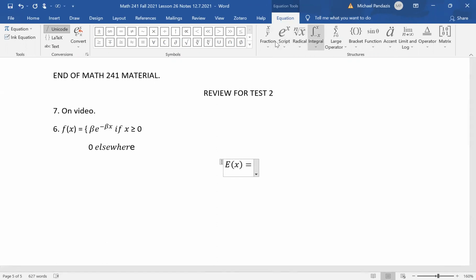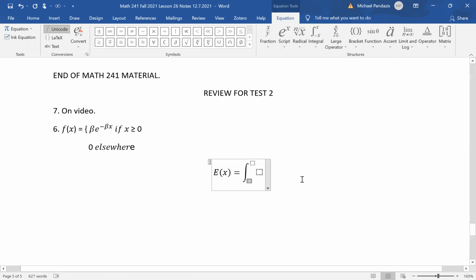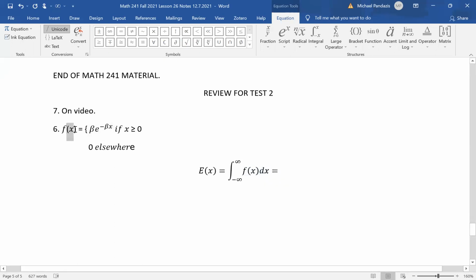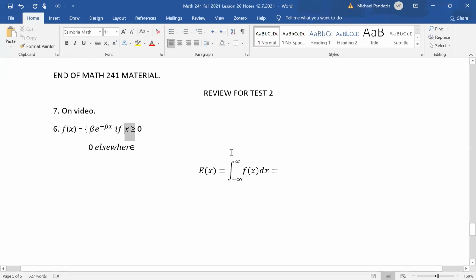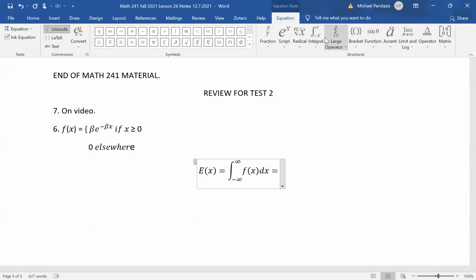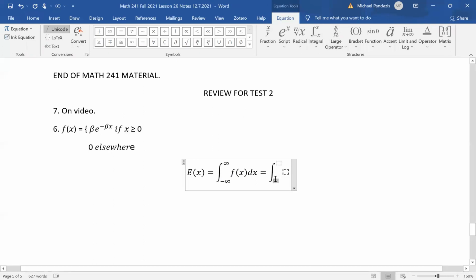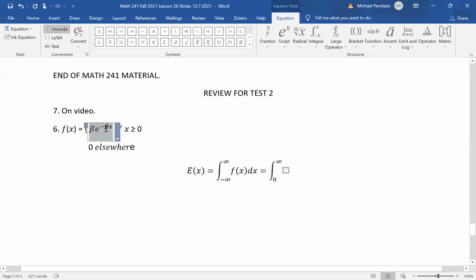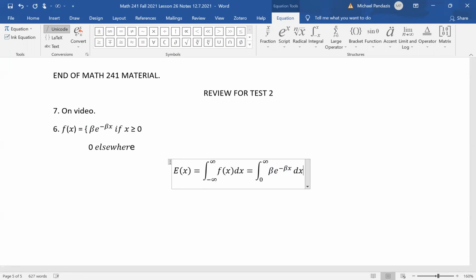So for E of x, we just want to integrate from, well, it would be from negative infinity to infinity, right? That's what you can start off with, of your PDF function f of x dx. But we see that this PDF f of x is only non-zero for x greater than or equal to 0. And so we can restrict where we're integrating to just 0 to infinity, all the x values that are greater than or equal to 0, right? And the PDF there, f of x, is this, dx. And so you integrate that.